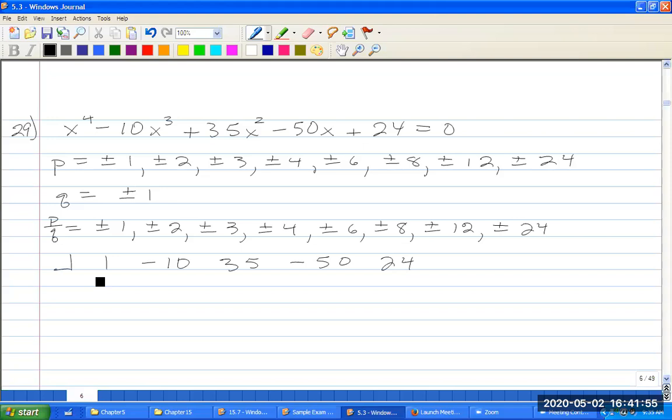1 plus 24 is 25, plus 35 is 60. Add up, and then minus 10 minus 50 is minus 60. So I know 1 works. So my guess is to try 1 first. If you just add up all the coefficients and they add up to 0, I know 1 works. Minus 1 will work if you switch the odd ones to change the signs and they add up to 0, you know negative 1 works. But 1, I believe 1 works here, and let's try that.